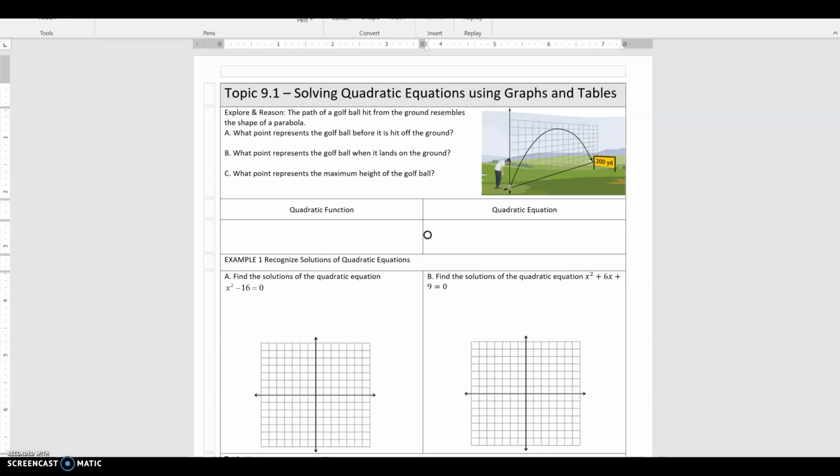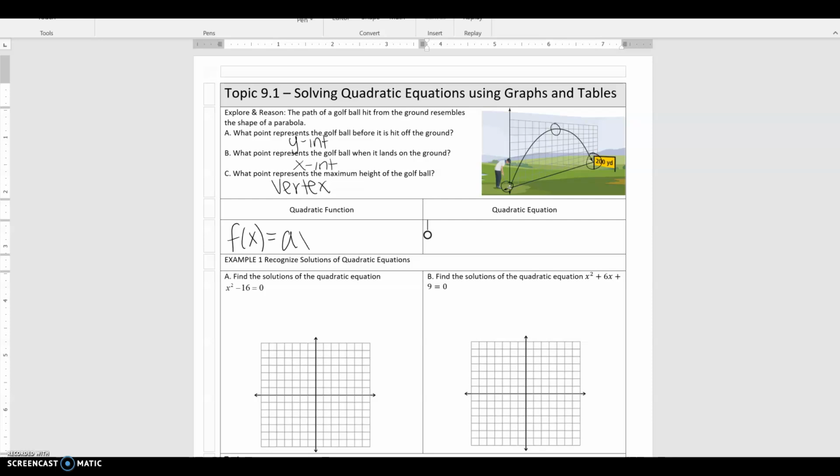So it first asks what point represents the golf ball before it is hit off the ground, and they're talking about this point here, which would be our y-intercept. And then what point represents the golf ball when it lands on the ground? So this point here, and that's on the x-axis, so that would be the x-intercept. And then what point represents the maximum? And as we found out in the last chapter, that's the point at the very top, which is called our vertex.